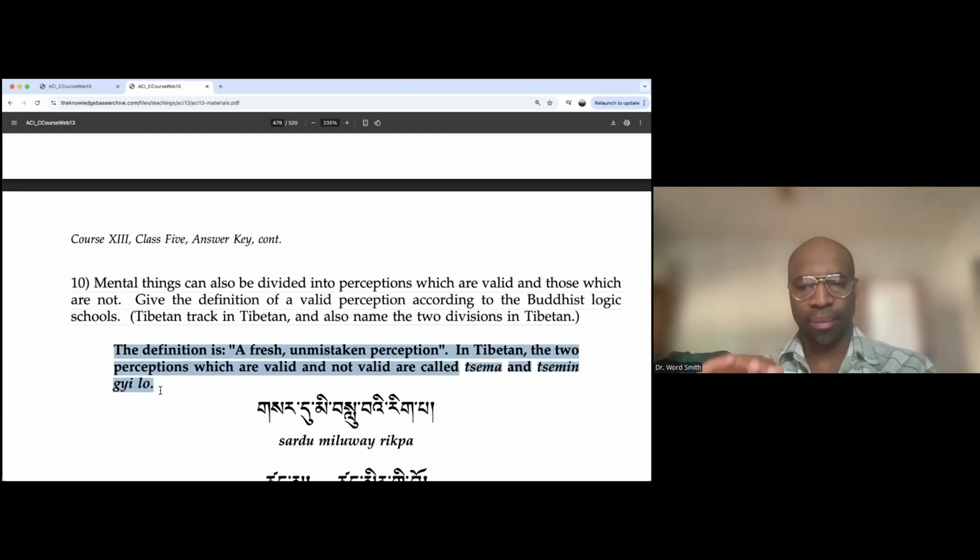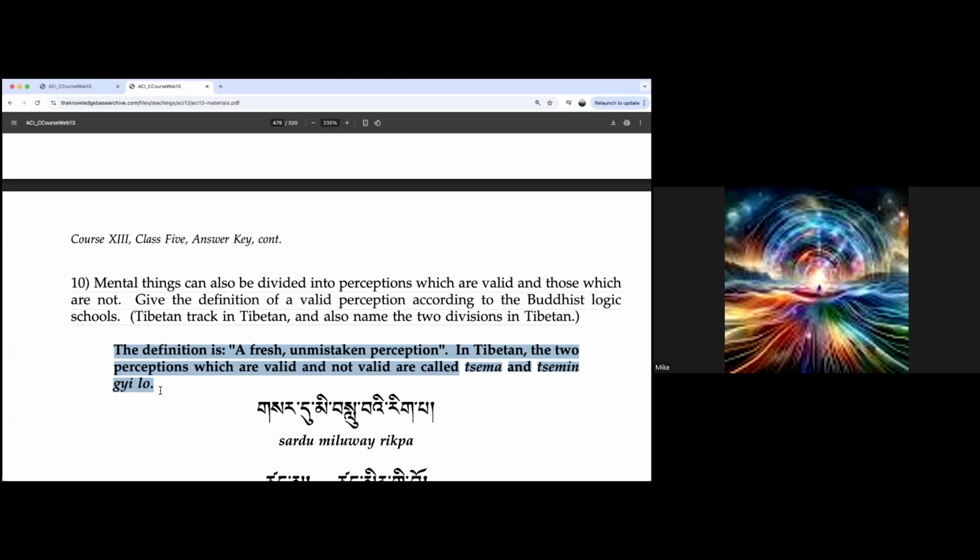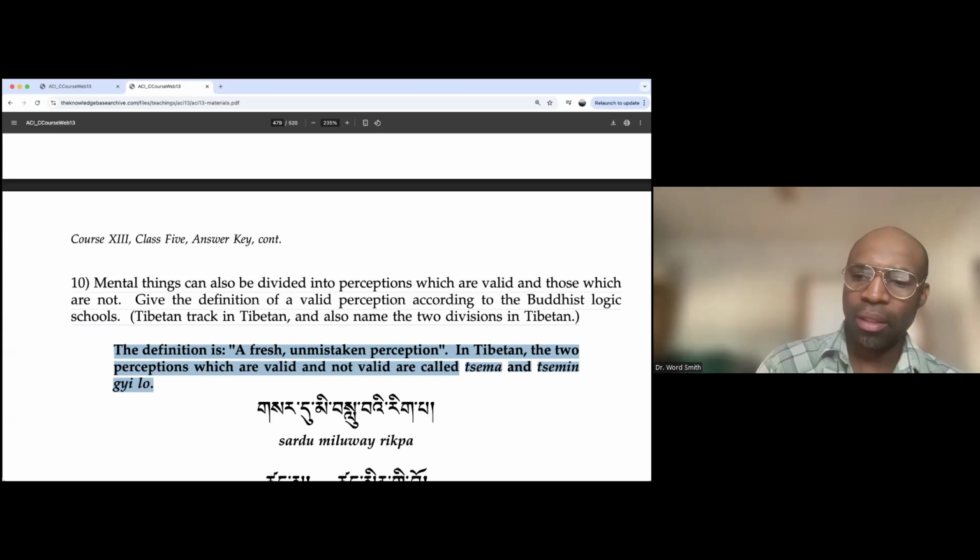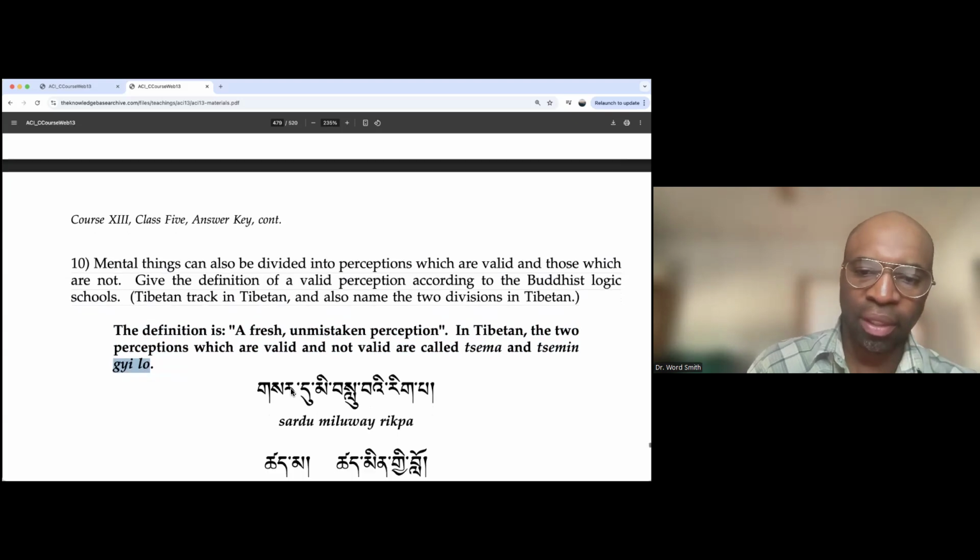The definition is a fresh, unmistaken perception. In Tibetan, the two perceptions which are valid and not valid are called Tsema and Tsemin. Yeah, Tsema and Tsemin, not valid, a state of mind which is not valid.